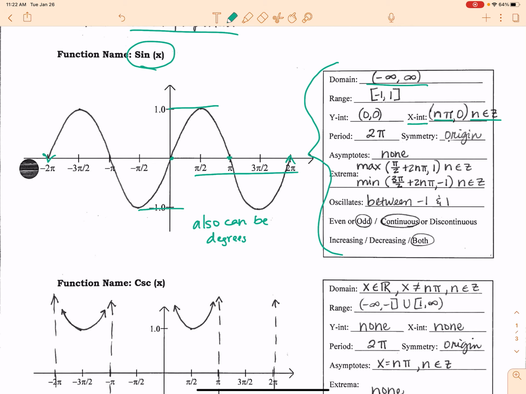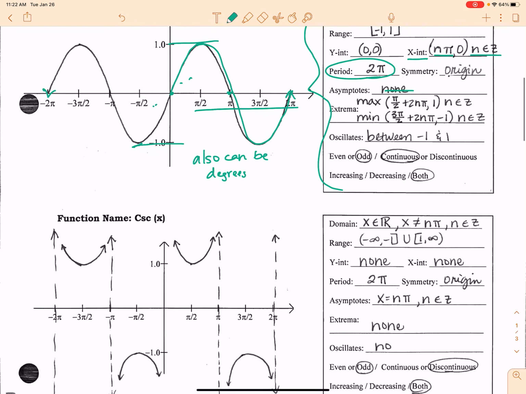All right, and then the period, that's how long it takes to make one full cycle. So that's going to take 2 pi, which is basically once around the unit circle, if you'll think about it in terms of that. And then, of course, we have symmetry about the origin. We're reflecting in quadrants 1 and 3. We have no asymptotes. Our extrema, those are just our high and low points. We're not going to deal with those very much.